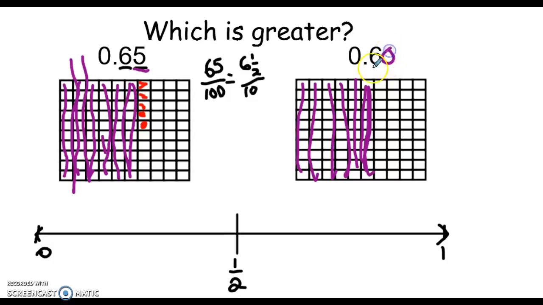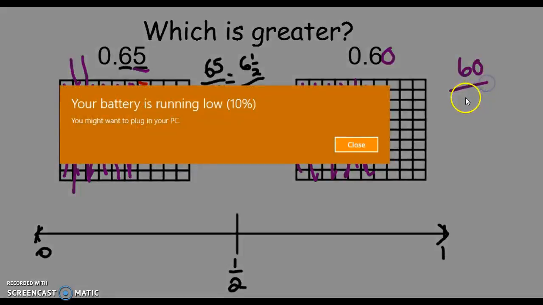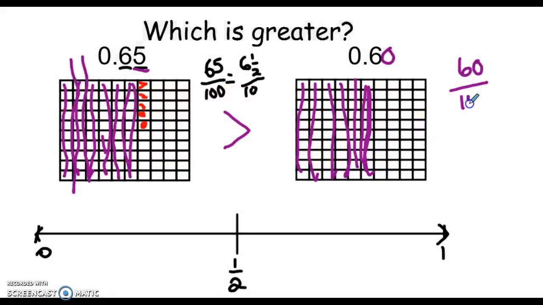60 hundredths. Is this decimal more or less than 65 hundredths? Just by looking at what we've drawn in our grids, we can see that this decimal is ½ tenth more, or 5 hundredths more, than 60 hundredths, or 6 tenths. We can write this fraction as 60 over 100, or 6 tenths.